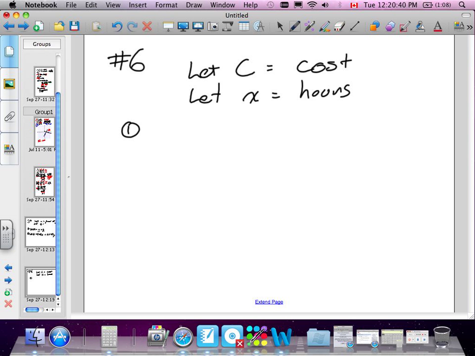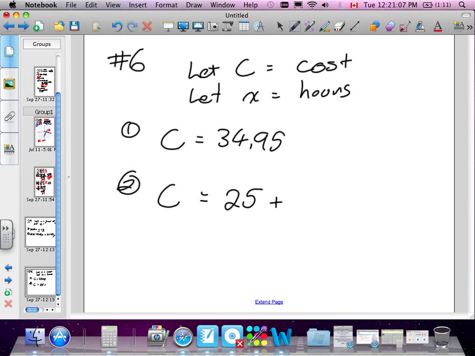So for our very first equation, we already know that our cost is equal to a flat rate of 34.95. Doesn't matter how many hours they spend, they're always going to be charged 34.95. So whether they spend no time or they never get off the internet, they still pay the same amount. The other company's cost is equal to a $25 flat rate plus 0.33 dollars an hour, which is our x. So we set up the equation. It says to use substitution to solve this.